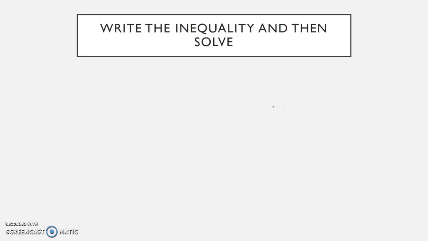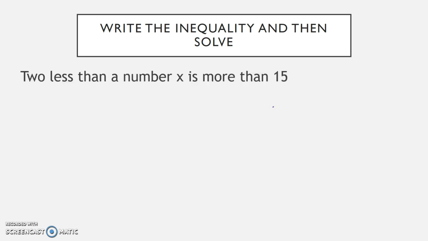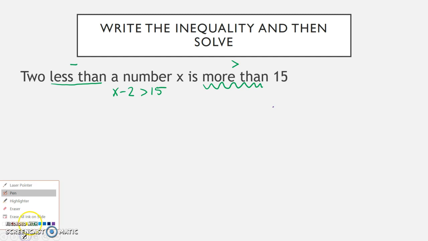Our next slide says to write the inequality and solve it. So we're not graphing here, we're just translating an inequality from a sentence and then solving it. So we've got 2 less than a number x is more than 15. So less than is subtraction, and then this more than is my inequality sign. So I'm taking 2 less than x. Less than is that turnaround phrase, those turnaround words. So it's x minus 2 is greater than 15. So I've written my inequality.